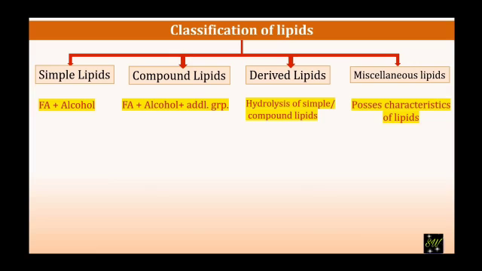Simple lipids are made up of fatty acid plus alcohol. Compound lipids are made up of fatty acid plus alcohol plus an additional group. Derived lipids are those which are obtained from hydrolysis of a simple or compound lipid, and miscellaneous lipids are those lipids which do not fall in any category of simple, compound and derived, but they possess the characteristics of lipid.